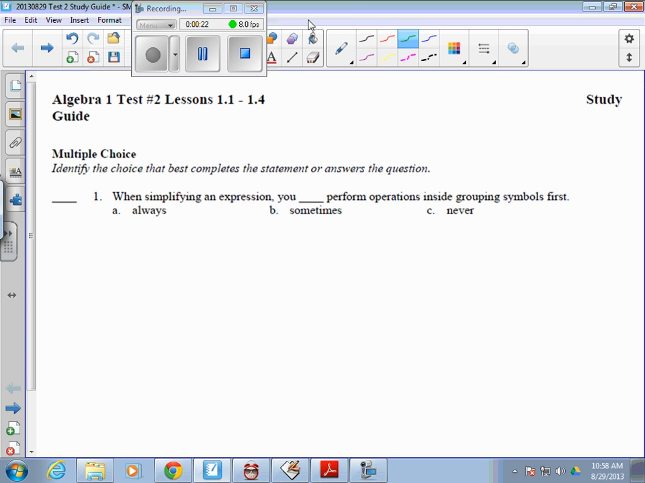You look at your order of operations. That's what we're talking about. P stands for parentheses, then exponents, multiplication and division, finally addition and subtraction. Grouping symbols are parentheses, not just P for parentheses, but all grouping symbols. So you always perform operations inside of grouping symbols first. A as in always.